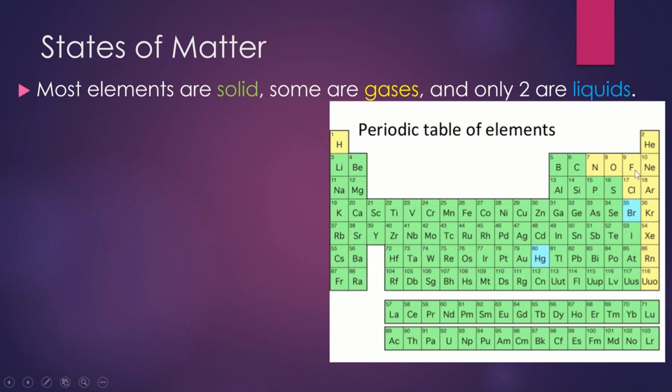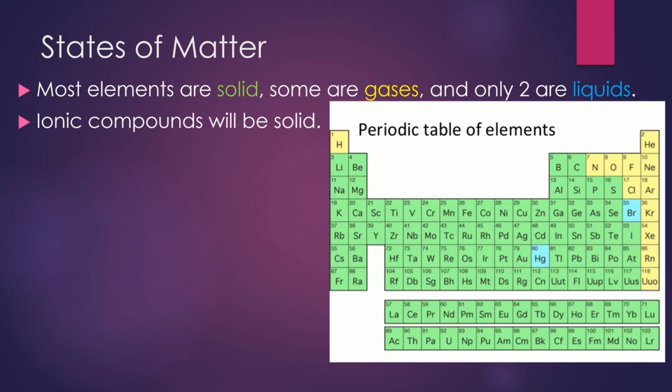The other two you have to memorize then are fluorine and chlorine. There are two naturally occurring liquids on the periodic table, mercury and bromine. Those two are naturally occurring liquids. You'll have to memorize those. Otherwise, though, everything else is a solid.